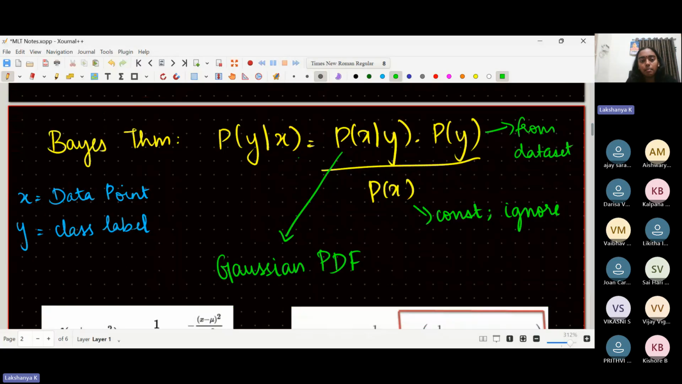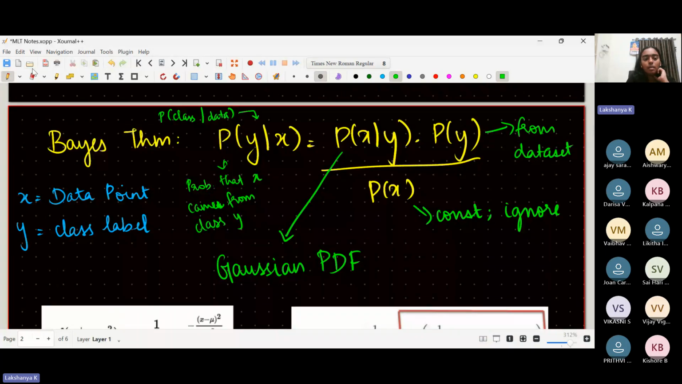First we'll see how to compute this probability of class given data point. This is what we refer to as probability of y given x. Y is your class label, x is your data point. So P of y given x is basically the probability that data point x came from class y. Now, if you remember Bayes' theorem, this can be expanded as p of x given y into p of y divided by p of x.